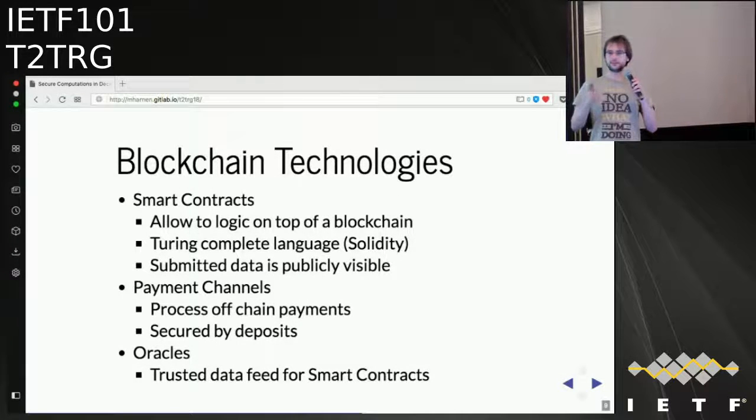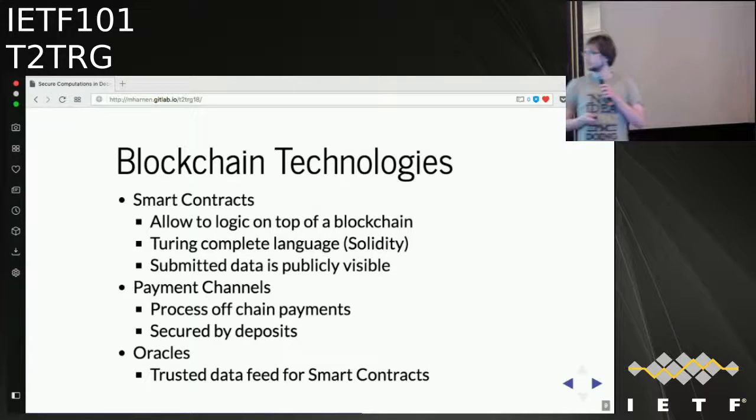So then the problem with smart contracts is that, first of all, they're pretty expensive to execute, and second of all, there is quite a long delay, because if we submit a transaction, then we need to wait until it's confirmed. So to tackle this problem, we also use payment channels. Payment channels allow us to run transactions off-chain, which has almost no cost and no delay in processing. They're secured by deposits on top of the blockchain. However, all the communication is off blockchain.